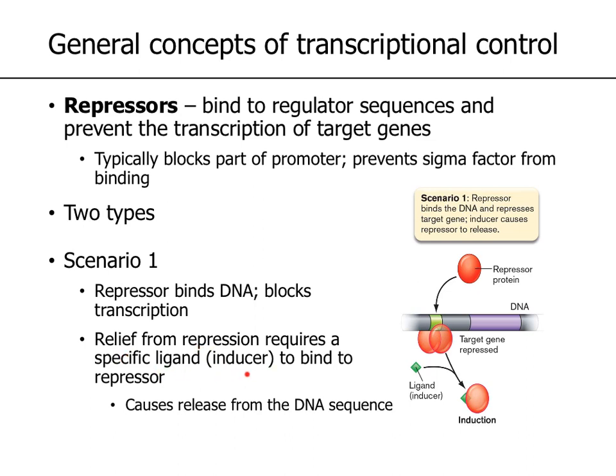So the ligand is called an inducer. Here, this green molecule is the inducer. When this binds to these molecules, that causes a conformational change, and so the repressor can no longer bind to the DNA, and so it falls off. And so now your promoter region will be free and you can get transcription.